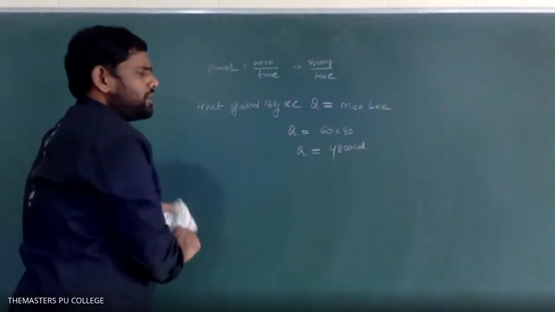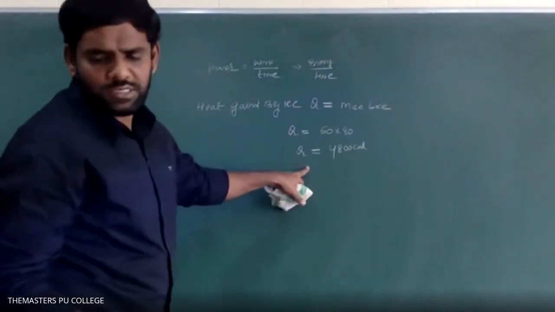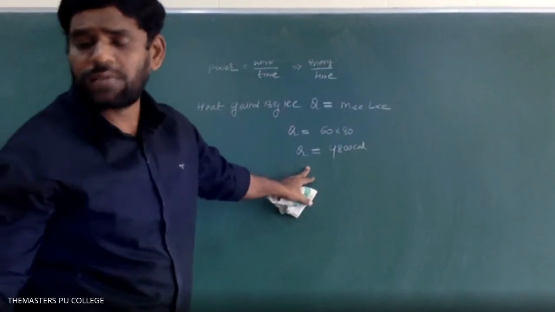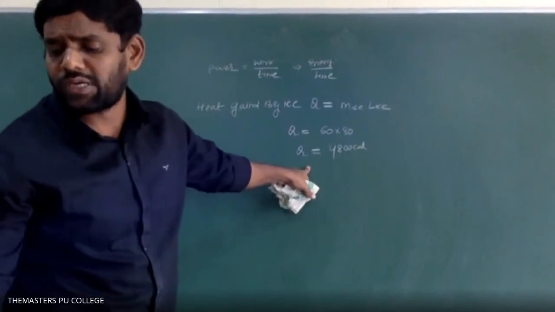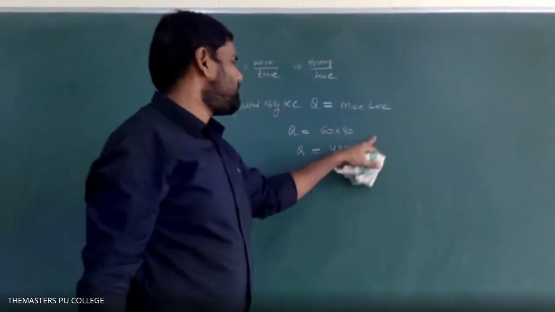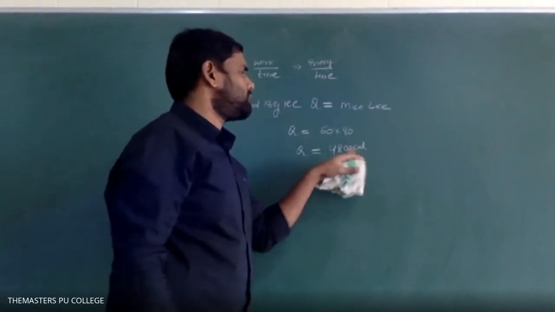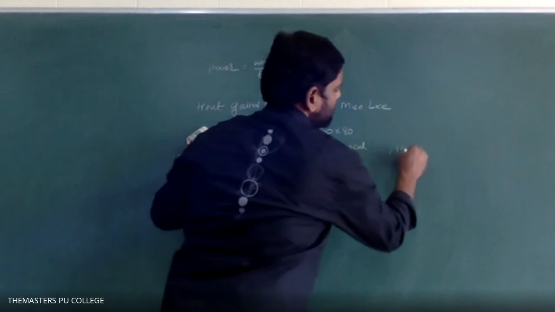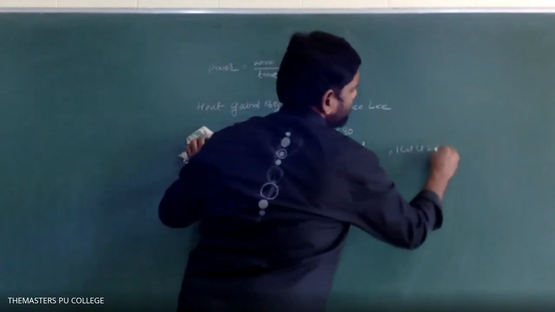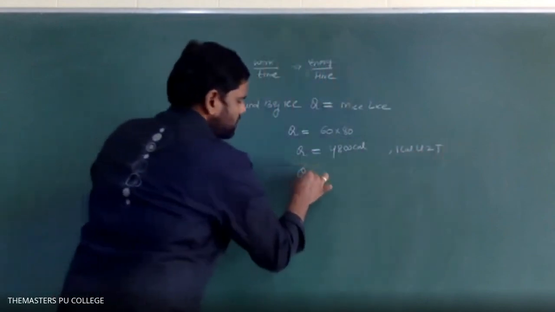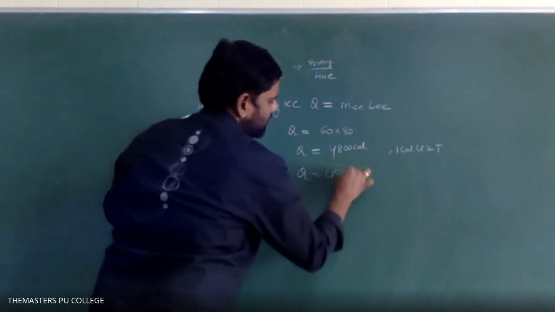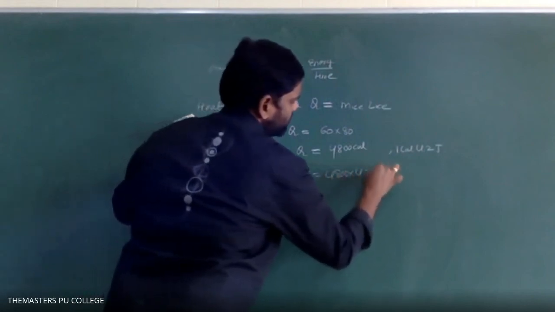4,800 calories. But in the options, you have seen that power is in watt. Watt is an SI unit of power. That's why we need to convert this energy into joules, because joule is an SI unit. 1 calorie is equal to 4.2 joules. So Q is equal to 4,800 into 4.2 joules.